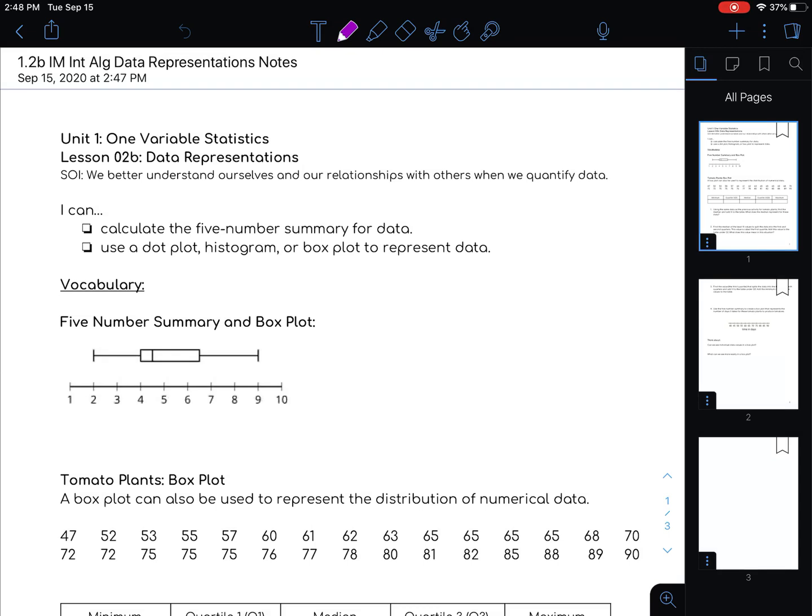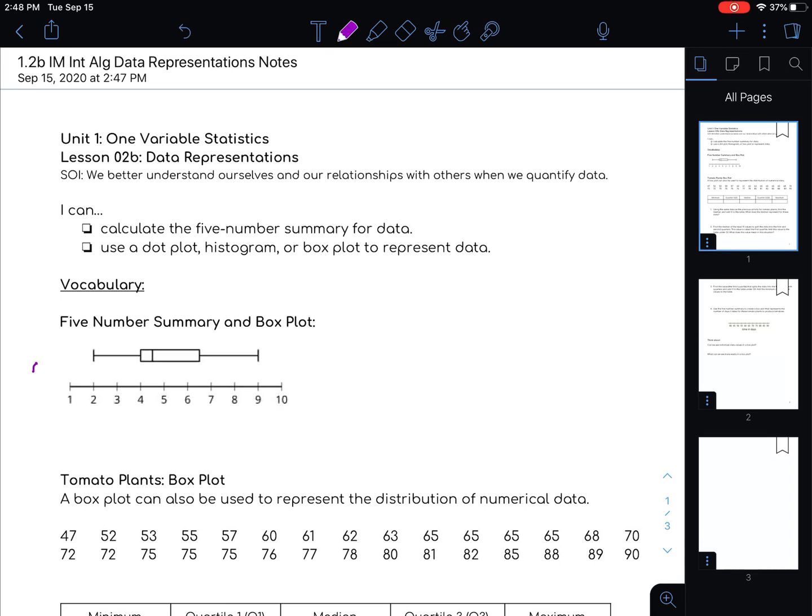Today we're going to talk about one more type of way that we can represent data and show it in a graph sort of form, but also get some details related to some pieces of that graph that we call the 5-number summary. So we did a dot plot, histogram, and this one is called a box plot. It's related to the 5-number summary.